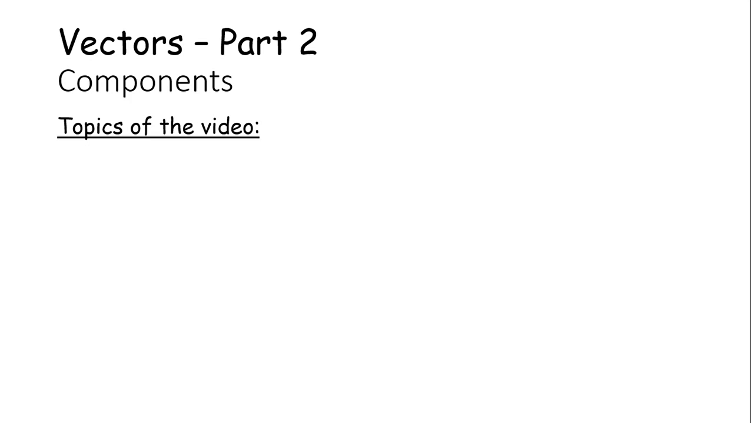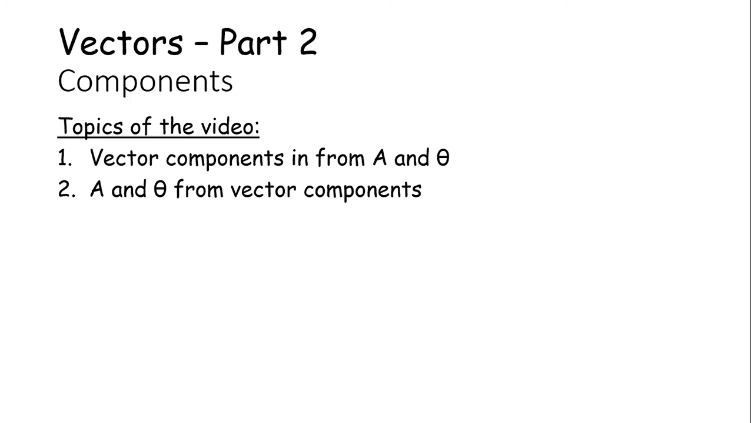Now that we know the basics of vectors, we can finally put everything together and analyze vectors in a more systematic way. That is, by using algebra. The topics of this video are going to be how we get the vector components if we know the magnitude and the angle of a vector, how we can get the magnitude and the angle of a vector if we know the components beforehand, and we're going to close as usual with a couple of examples.